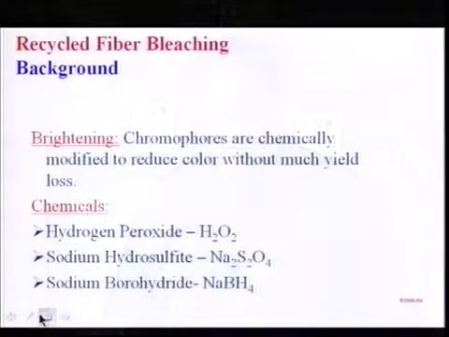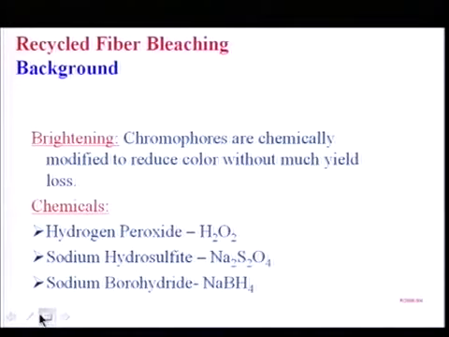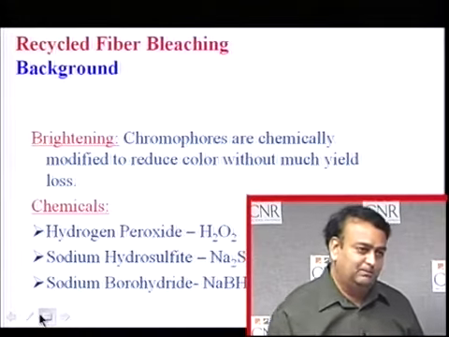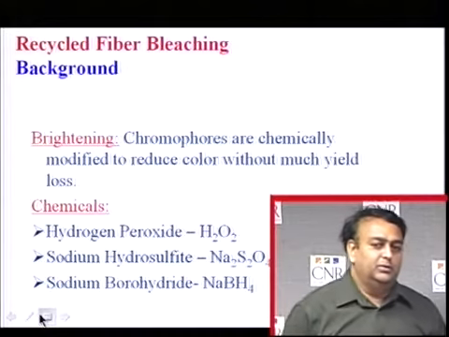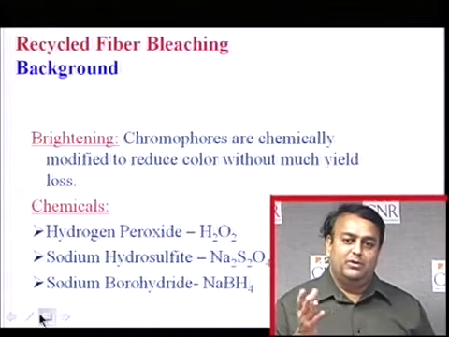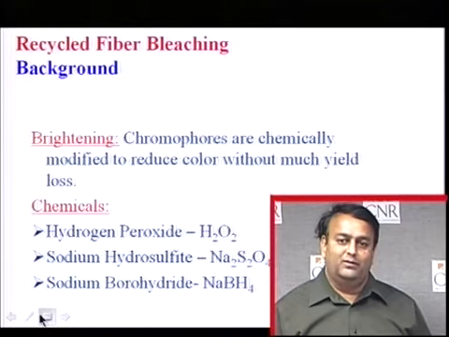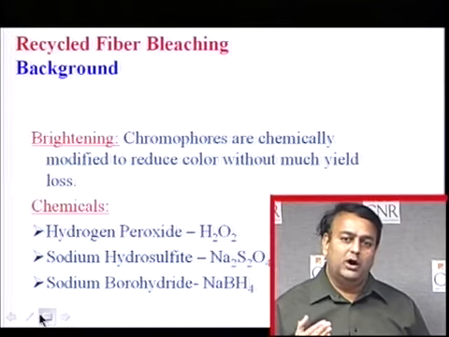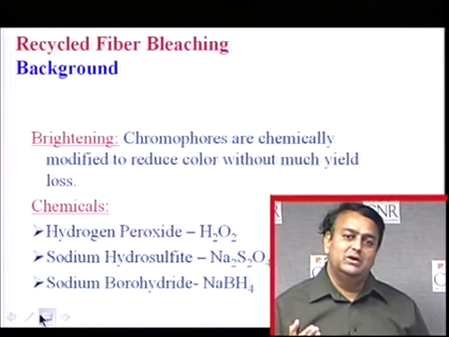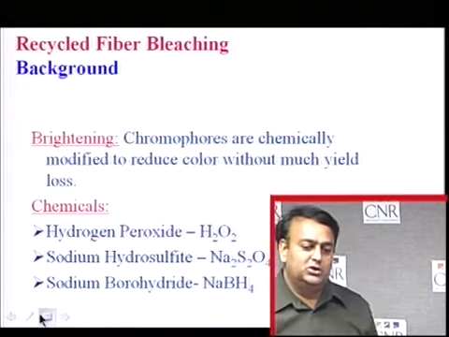So now let's take a look at what is a brightening process. In brightening, this is for mechanical pulp bleaching. Here we are modifying the chromophores on the lignin structure without losing the yield, without removal of lignin. In other words, it is called lignin preservative bleaching. The chemicals used for this purpose are hydrogen peroxide, sodium hydrosulfide, and sodium borohydride, which is widely used to make sodium hydrosulfide to bleach mechanical pulps.